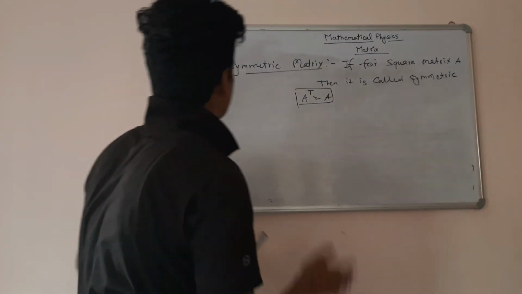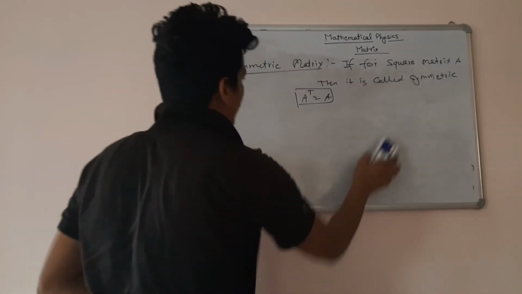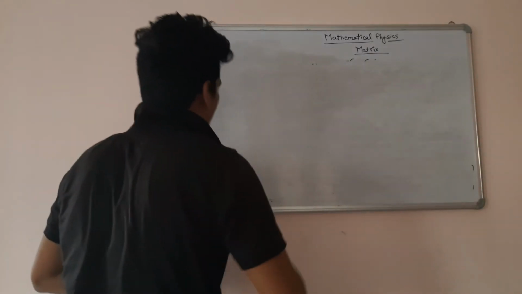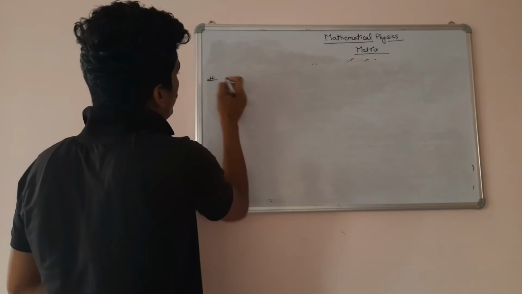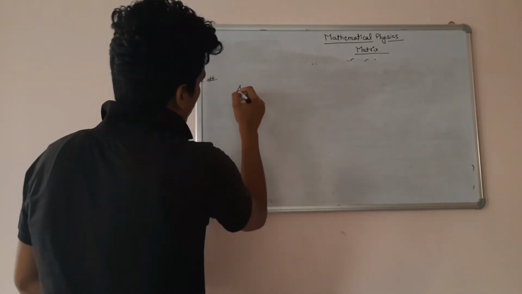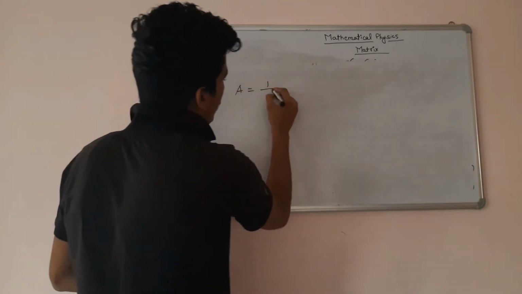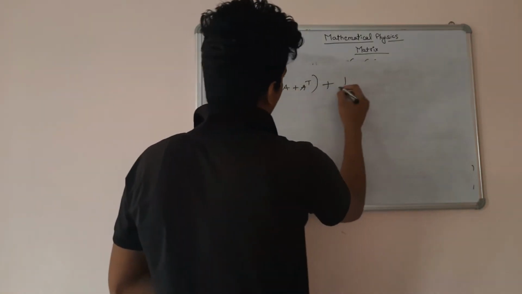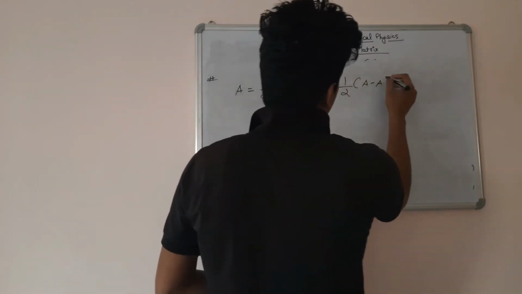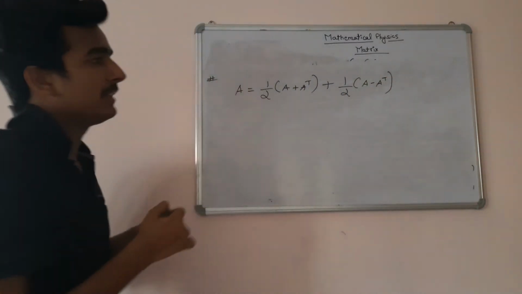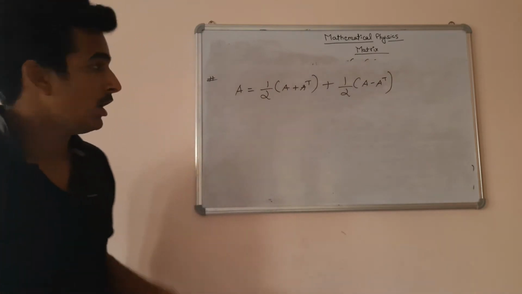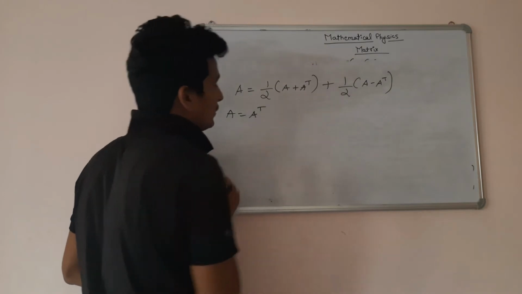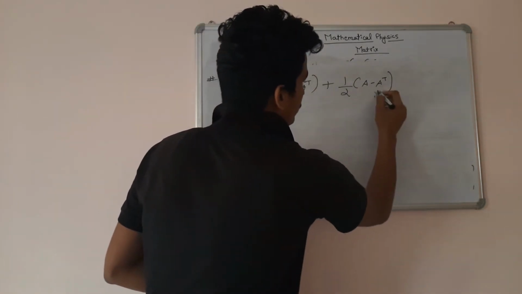So what I basically want to say is that I want to represent a matrix A as a sum of its symmetric part and its antisymmetric part. Why is this called the symmetric part and this the antisymmetric part? If the matrix is symmetric, meaning A equals A transpose, then this term becomes 0.